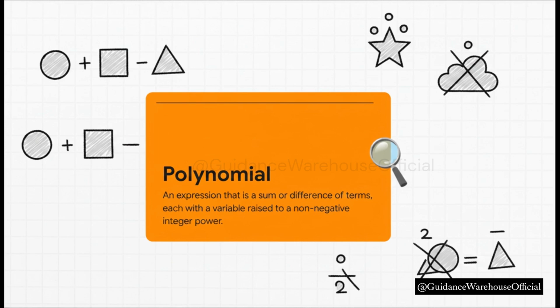The one big rule you have to remember is that the exponents on the variables, the little numbers up top, have to be non-negative whole numbers. So an exponent like 2 or 5 or 100, totally fine. But you're not going to see a fraction like 1/2 or a negative number. That's a different beast entirely.